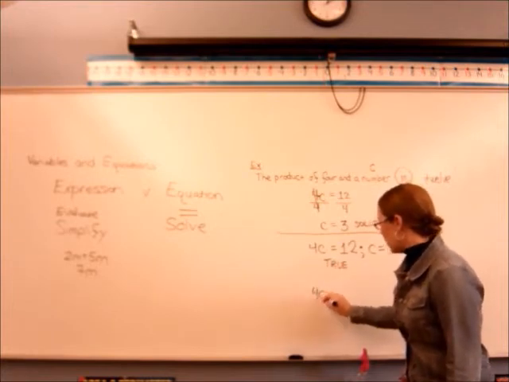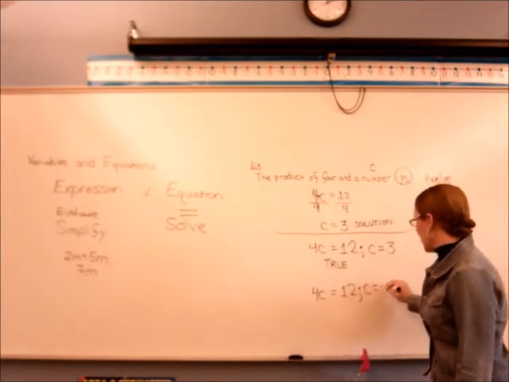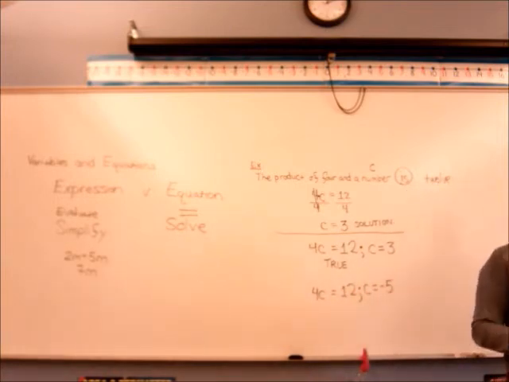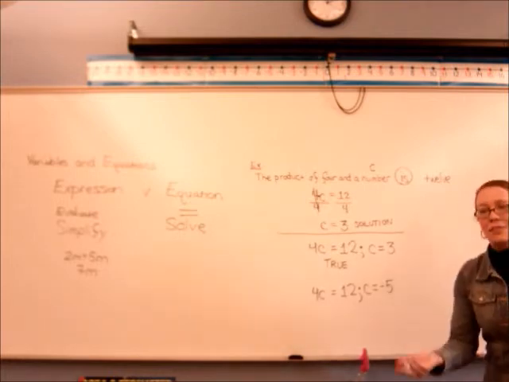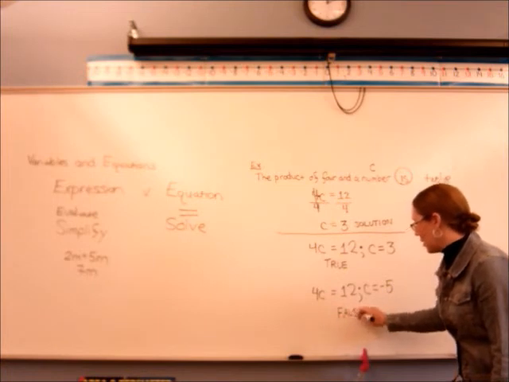Suppose they gave you 4c equals 12, and they put over here c equals negative 5. 4 times negative 5 is negative 20. Does negative 20 equal 12? No. So in that case, you write false. So we're going to be testing out that knowledge right there.